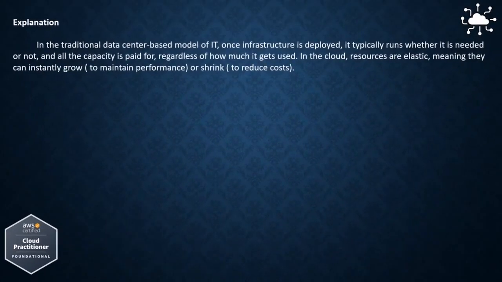Explanation. In the traditional data center-based model of IT, once the infrastructure is deployed, it typically runs whether it is needed or not, and all the capacity is paid for, regardless of how much it gets used. In the cloud, resources are elastic, meaning they can instantly grow, to maintain performance, or shrink, to reduce costs.